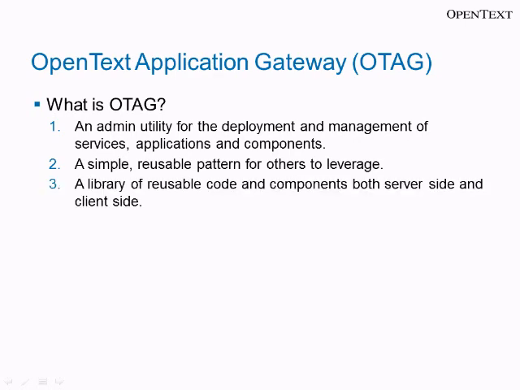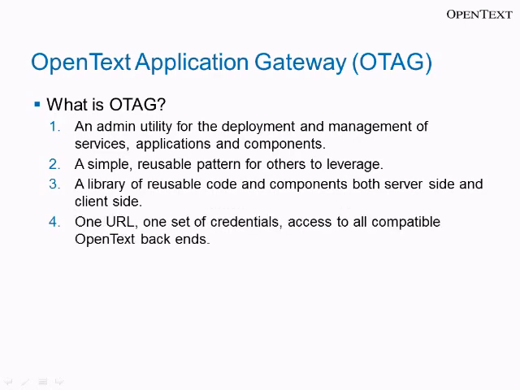So it's all reusable code, reusable components that have a server side and a client side bit. And it provides you basically with one set of credentials that provides access to all the compatible OpenText backends. So if you think about content server, we would essentially build an OTAG module that interfaces with content server, and on the other side it would release a Wave plugin, and with that Wave plugin you could create a web application using JavaScript APIs to talk to content server through OTAG. That's basically the idea.